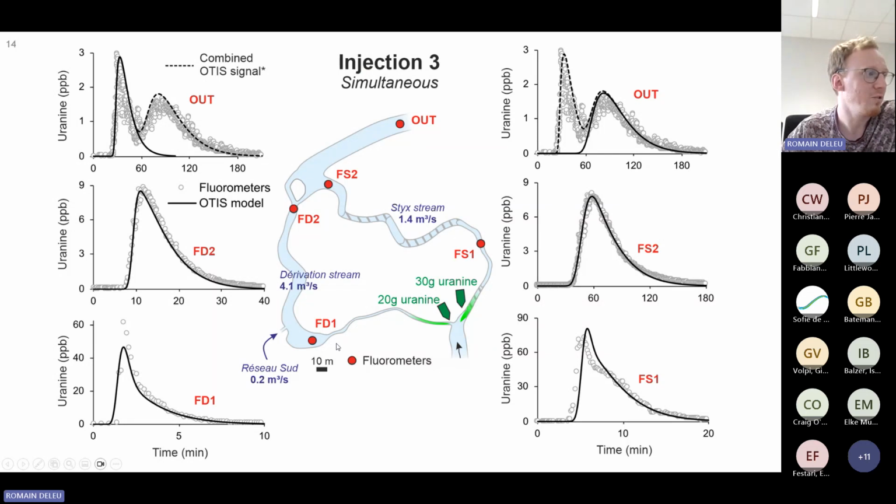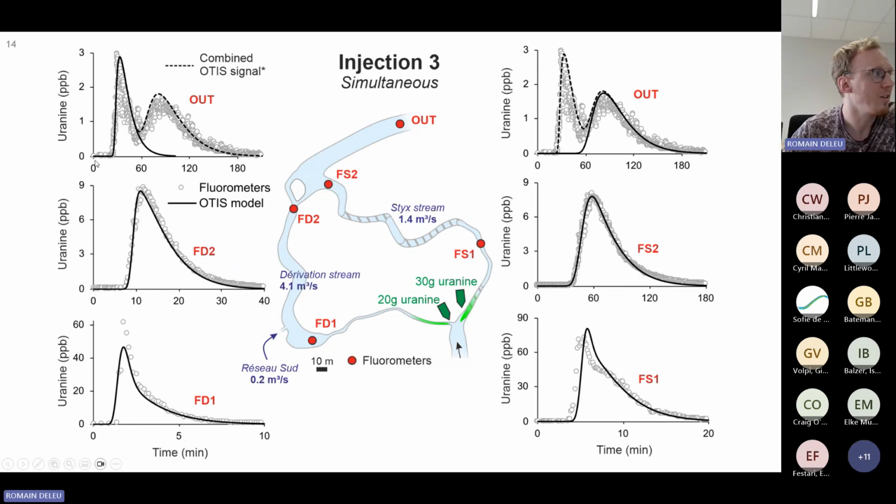For FD1 and FD2, we have very similar signals to injection 1. For FS1 and FS2, we have similar results as for injection 2. And for the out fluorometer, as you can see, we have a double peak. This is because the first peak is coming from the derivation stream, which is much faster. And the second peak is from the stick stream, which takes much more time to arrive.